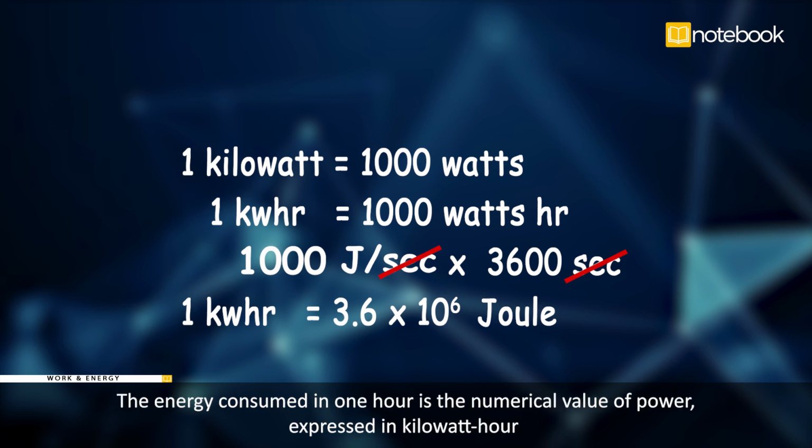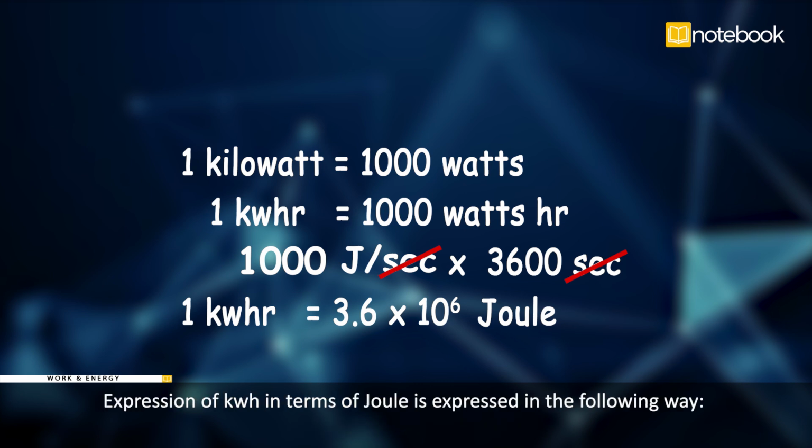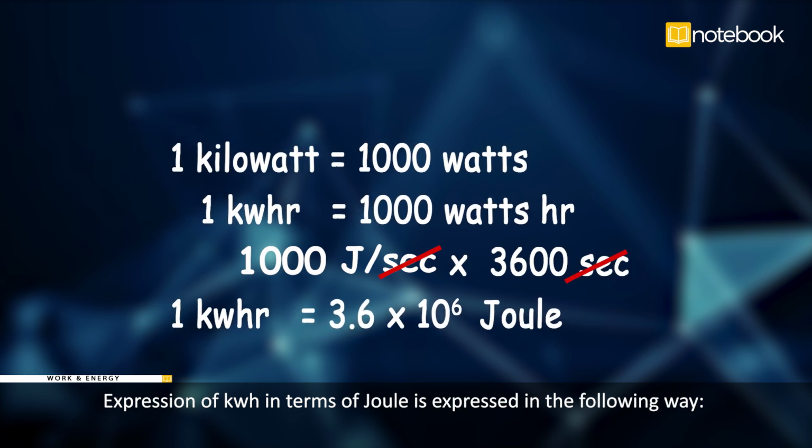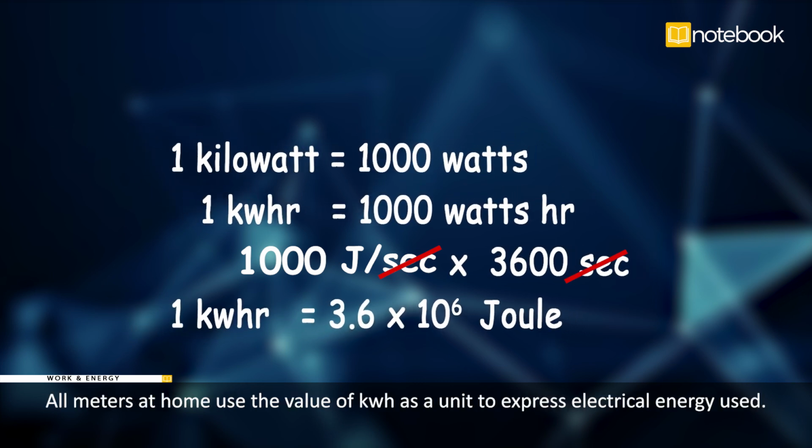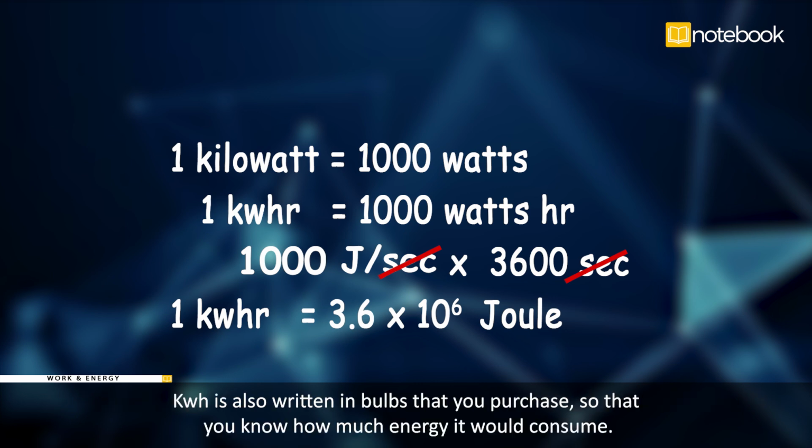The energy consumed in 1 hour is the numerical value of power expressed in kilowatt hour. Expression of kilowatt hour in terms of joules is expressed in the following way. All meters at home use the value of kilowatt hour as a unit to express electrical energy used. Kilowatt hour is also written on bulbs that you purchase, so that you know how much energy it would consume.